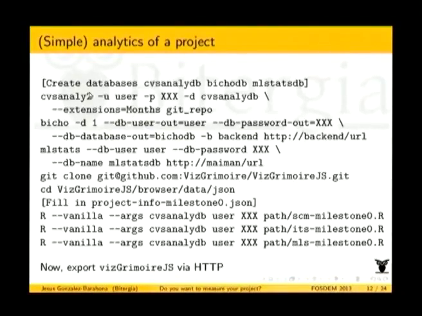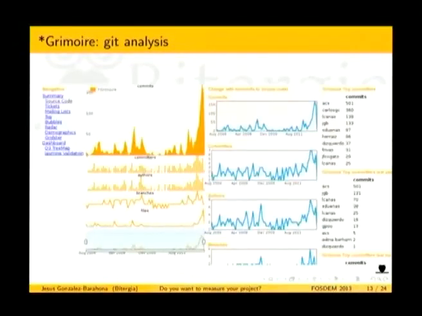So first of all, you run the tools for getting the information out of the repositories into the database. Those are CVSAnalY, Bicho, MLStats. Once you have that, at this point we have all the information in a database. Here you just clone the visualization repository, change into it, and run the R scripts that produce the JSON files for the specific analysis. At this point, you can just point your browser to the resulting directory, and you get basically this kind of thing. Okay, so this is the screenshot, but you can also see the real thing.